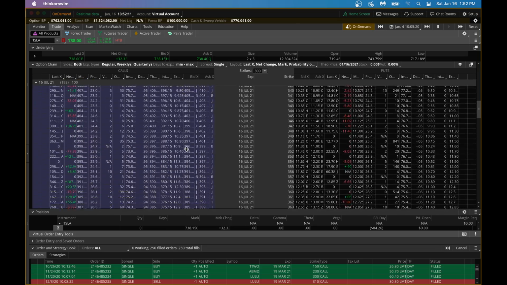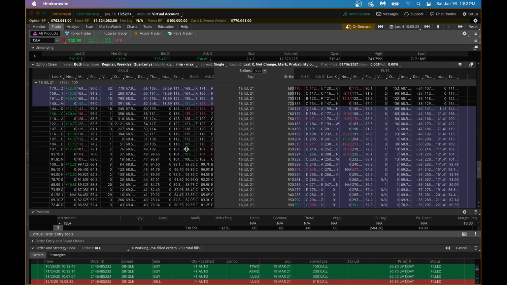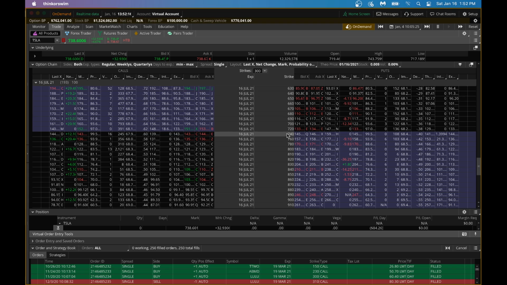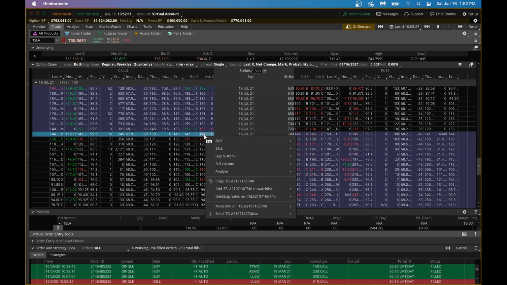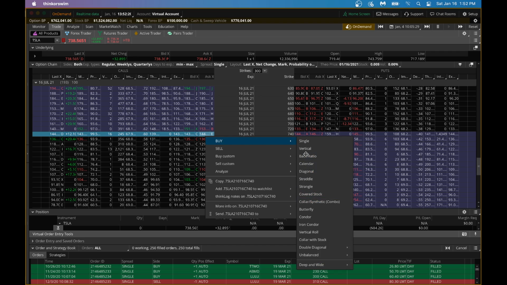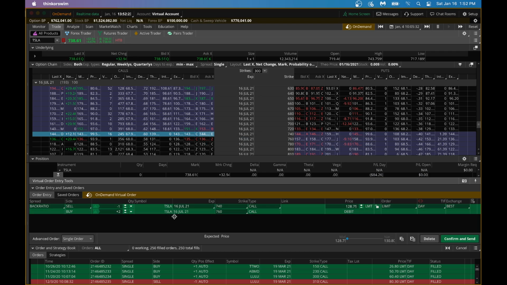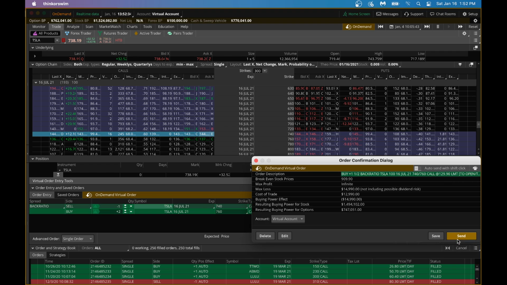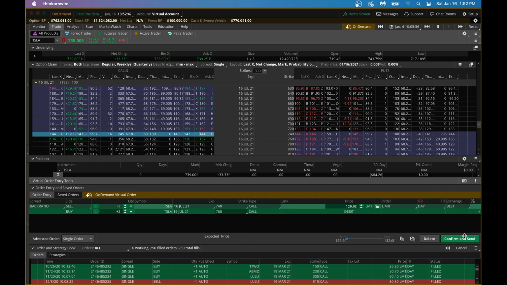Stock is at 738. We can go to 740 right here, and we could do same back ratio spread we did earlier. We are buying a back ratio spread. So we are basically selling a 740 call and buying two 760 calls. We are paying 129, which is 12,900. Same thing like what we did last time. Buying power effect is around $14,000 here. Let's confirm and send.